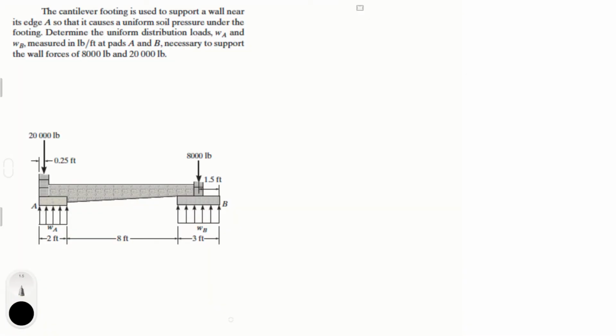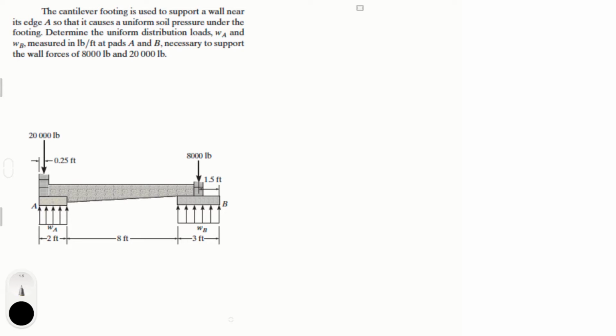This problem says the cantilever footing is used to support a wall near its edge at A so that it causes a uniform soil pressure under the footing. Determine the uniform distributed loads WA and WB, measured in pounds per foot, at pads A and B necessary to support the wall forces of 8,000 pounds and 20,000 pounds. So let's get to it.